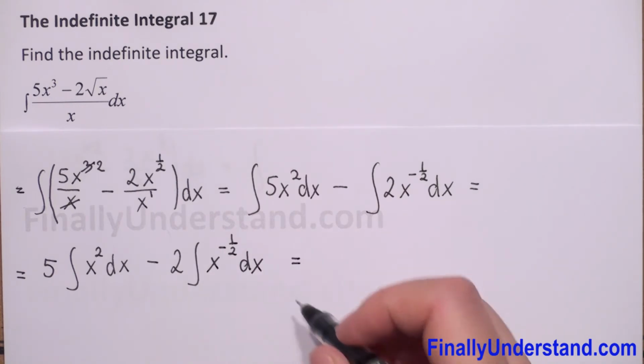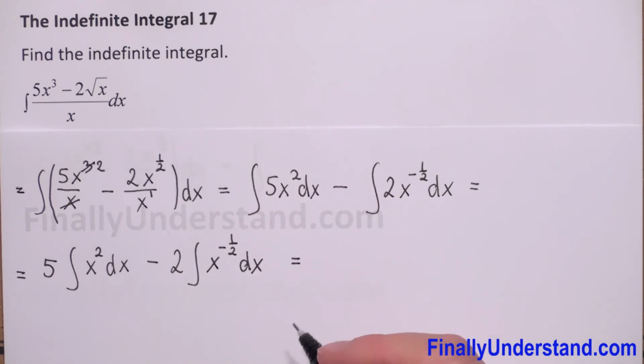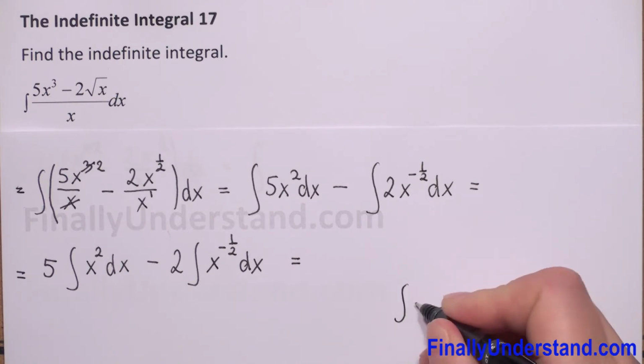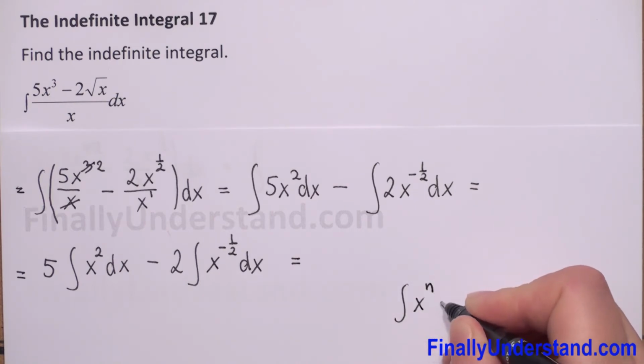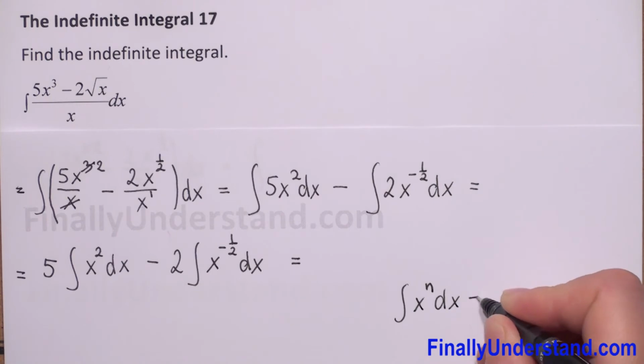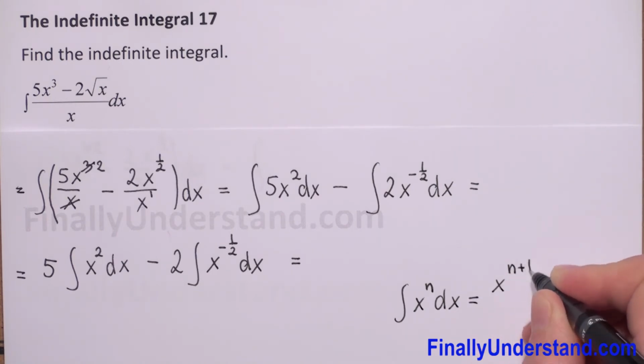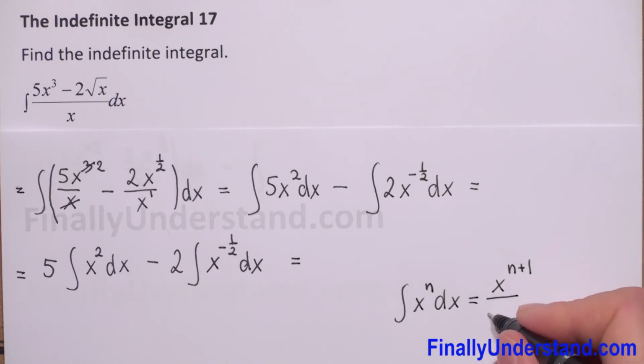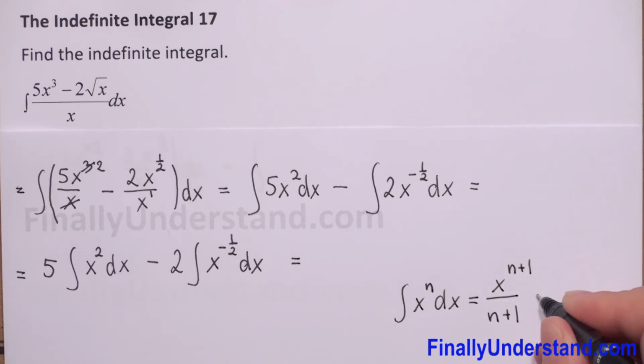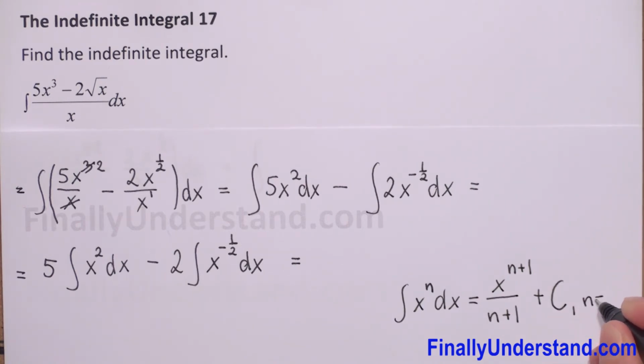This is equal. Now we are going to use the following formula. When we have the integral of x to the power n with respect to x, this is equal to, in the numerator, x to the power n plus 1, and in the denominator n plus 1, plus constant c. When we have an indefinite integral, we always have to add a constant. This formula is for n different than negative 1.